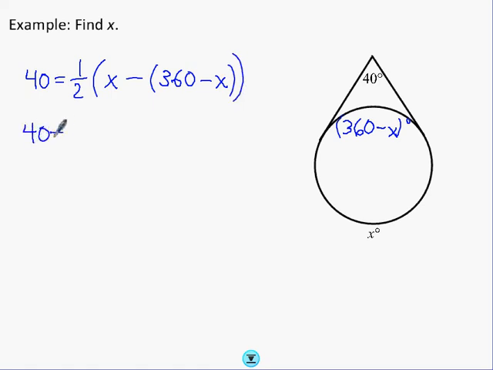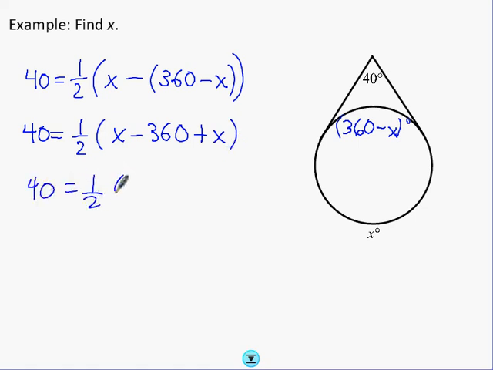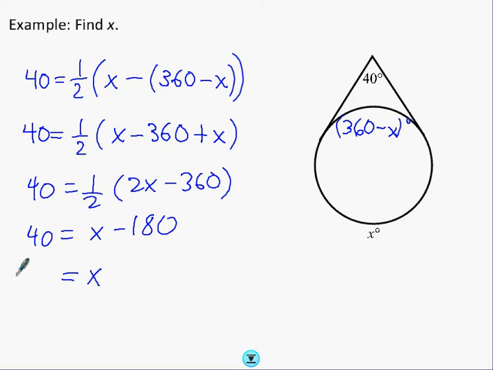Okay, so it's just algebra from this point. X minus, I'm going to distribute the negative. Minus 360 minus a negative x is plus x. All right, now I'm cleaning up. I'm combining my x's. I've got 2x minus 360. At this point, I'll distribute that 1/2. Half of 2x is 1x. Half of 360 is 180. Add 180 to both sides, so x equals 220. So that's to say, this is 220, the smaller angle is 140.